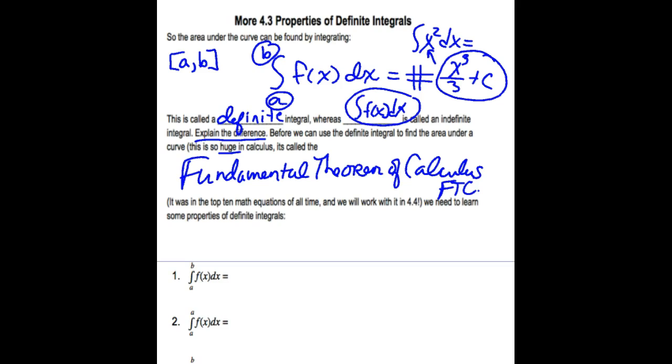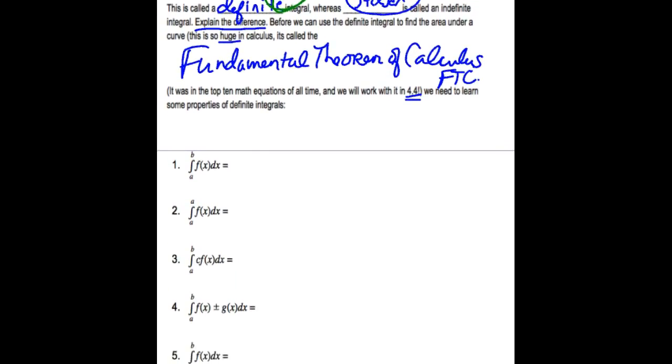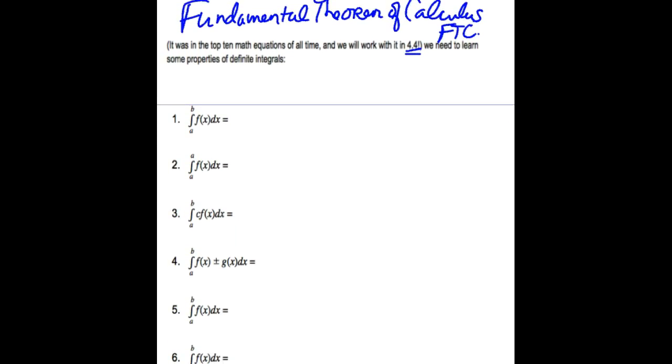We can't work with it yet. I just want to tell you there's going to be a huge link pretty soon between our area under the curve with the definite integral and our anti-differentiation process with the indefinite integral. They are going to be married together in the next section. But until then, we're going to just kind of work with some properties and the geometry of it.